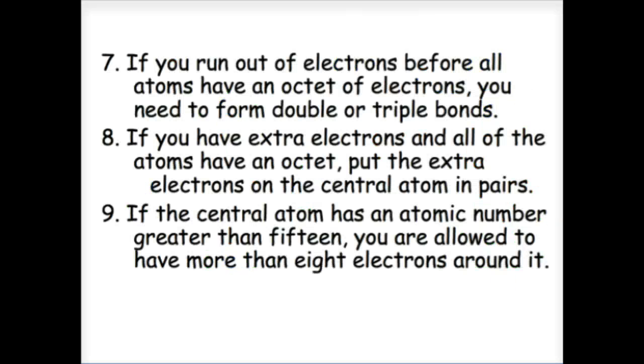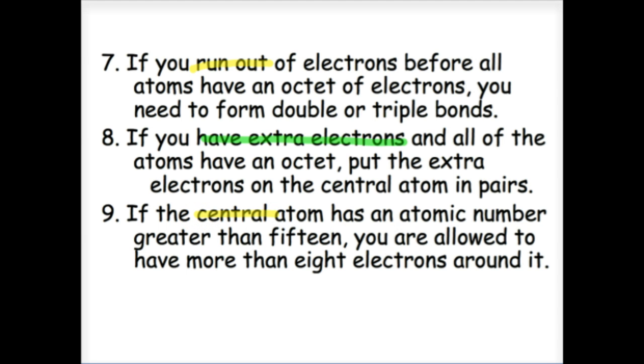So our what ifs. Our what ifs have 3 different categories. What if we run out of electrons? What if I have extra electrons? And then what if we have a central atom that breaks the octet rule?